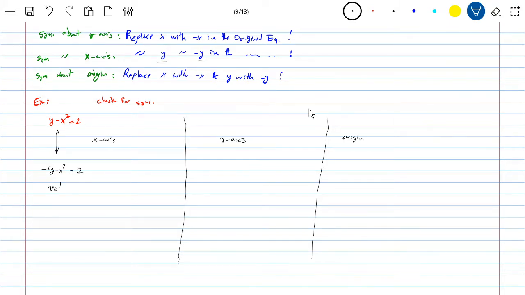How about symmetry about the y-axis? For symmetry about the y-axis, we replace x with negative x. So what you get is y minus negative x, squared, equals 2. Don't forget the squared.